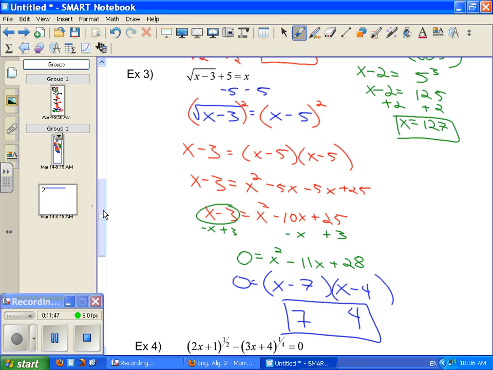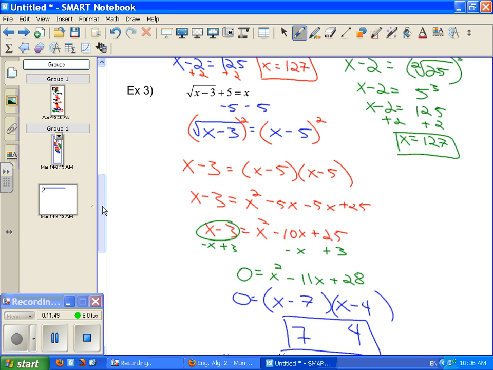Now, anytime you get 2 answers, you should be leery of it. Sometimes you will actually get 2 answers that work, but if you get 2 answers, you should always put them back in and make sure that they make sense. All right, so if I take my 7 and plug it in here, I'm going to get 7 minus 3, that's 4. Square root of 4 is 2, plus 5, that's 7. Is that what I would have gotten if I plug in a 7? Yep, that one's okay.